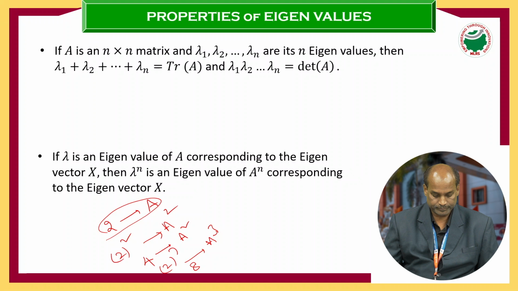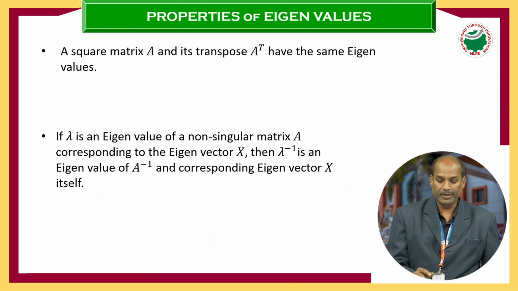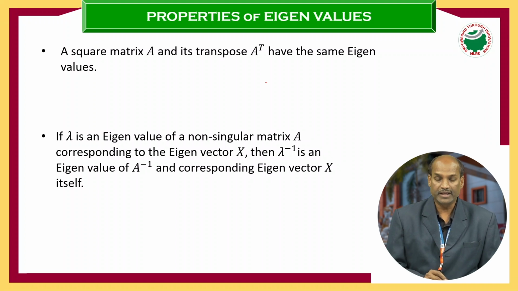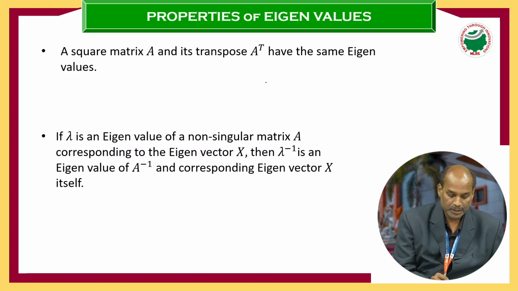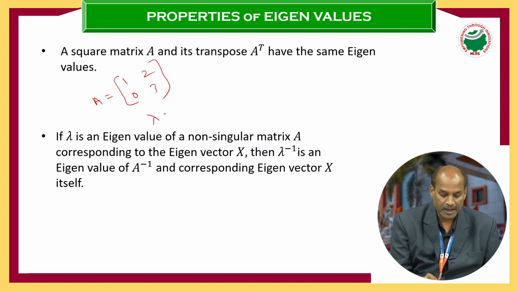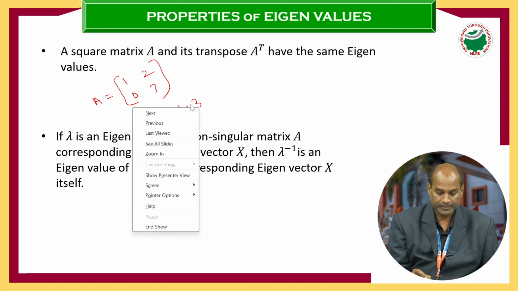Third property. Now the third property, you see, A is a square matrix and its transpose A power t have the same eigenvalues. For example, you see, let A is equal to 1, 2, 0, 3. It is an upper triangular matrix. What are the eigenvalues here? Lambda equal 1, 3.